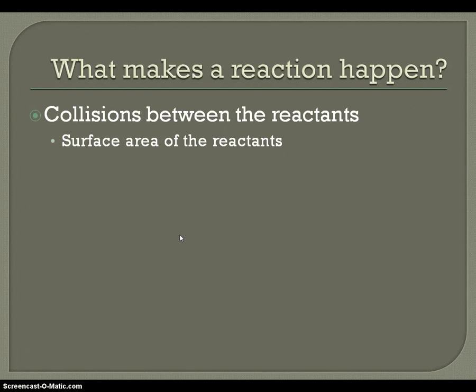So before we begin to learn about the different types of chemical reactions, we have to first look at what actually makes a chemical reaction happen. What makes a chemical reaction happen is when you have two reactants that collide with one another. So it's all about how often and with what force the different molecules are encountering each other. There are different ways in which we can make this happen.